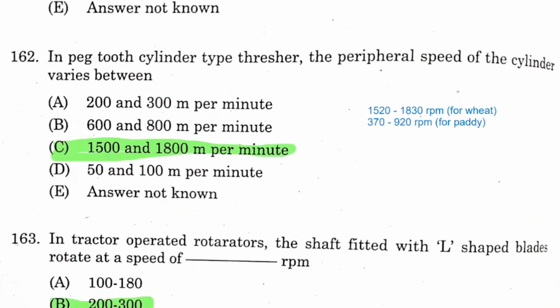Next, for the peg tooth cylinder type thresher, the peripheral speed of the cylinder varies between 1500 to 1800 per minute. And this is information here: 1520 to 1830 rpm for wheat and 370 to 920 rpm for paddy.